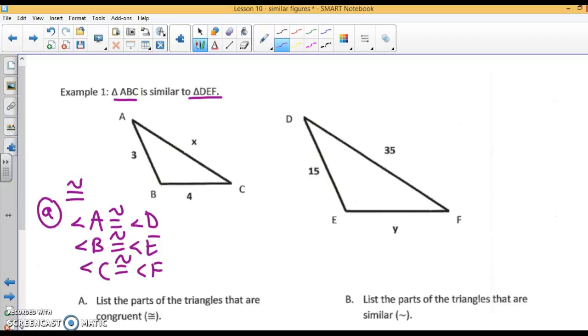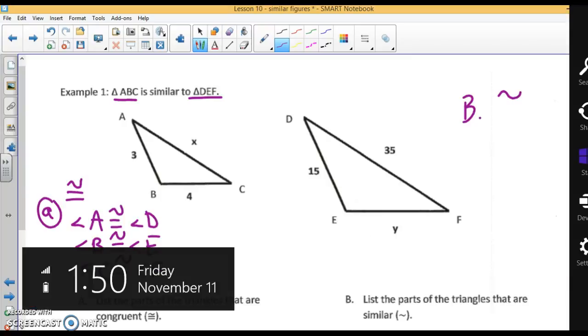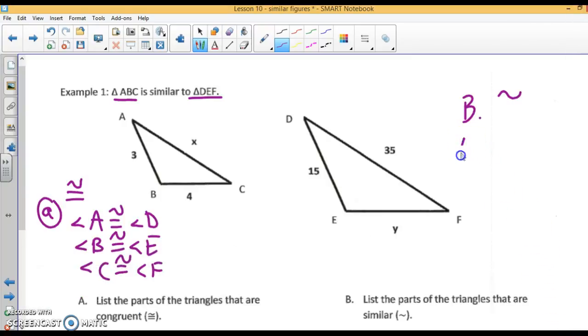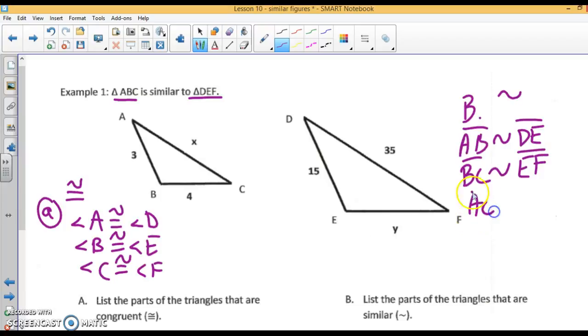Now, list the parts of the triangle that are similar. Similar, you use just a squiggle. That means they're proportional, but they're corresponding, they're matching. So, we've got side AB is similar to side DE. Side BC is similar to side EF. And segment AC is similar to segment DF.